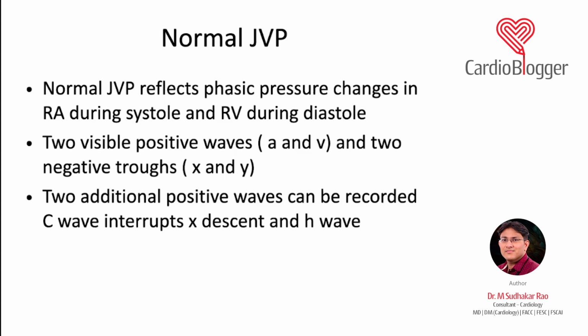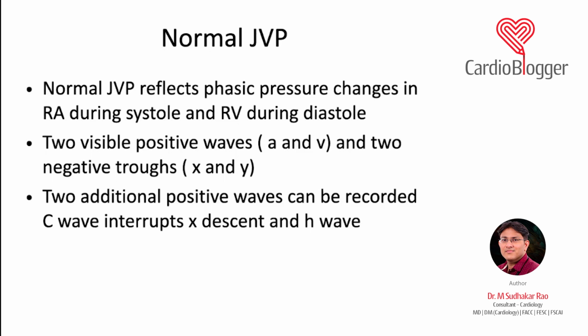Positive waves means it comes outward. You can see a pulsation which is outward, and the negative are troughs, that is X and Y descent. Why are they called descent? Because they are negative, they go inward. So positive waves are A and V, and the negative waves are X and Y descent.